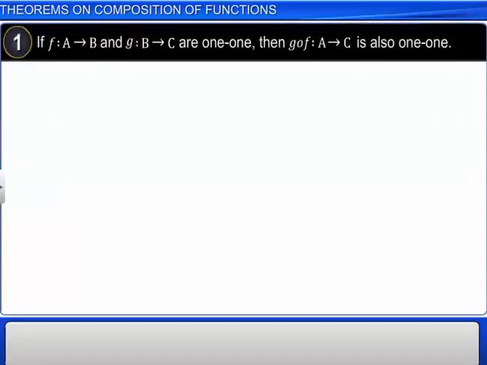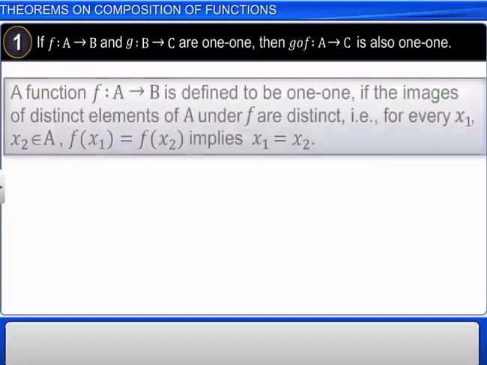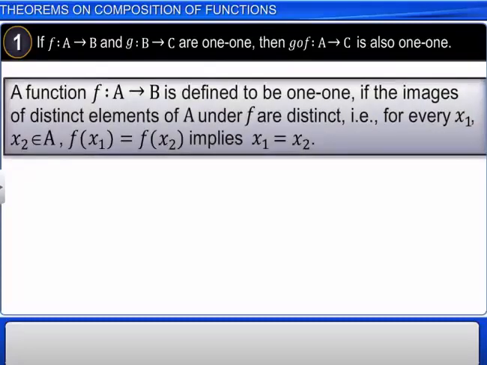Let's recall, when is a function said to be 1-1? A function f defined from A to B is said to be 1-1 if the images of distinct elements of A under f are distinct. With the help of this result, let us begin the proof.